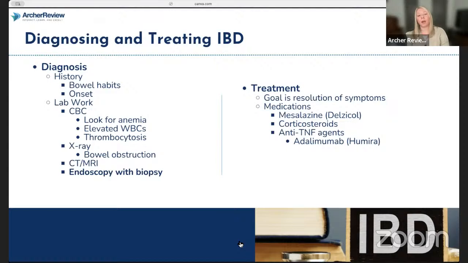We'll do a CT or MRI, which is not only helpful for diagnosis, but helps to track the progression of the disease as well. And finally, our gold standard is endoscopy with biopsy to determine the type. Treatment-wise, the goal, of course, is resolution of symptoms. We have medications like mesalazine, corticosteroids, and biologics like Humira.